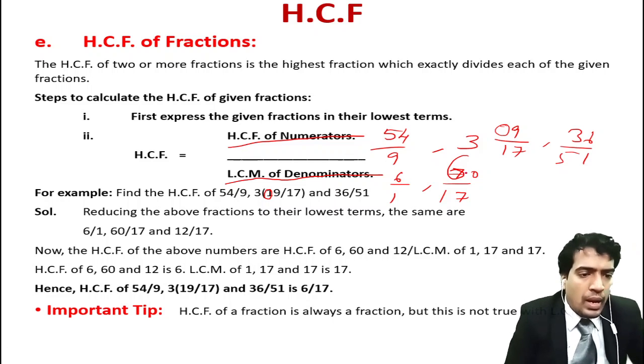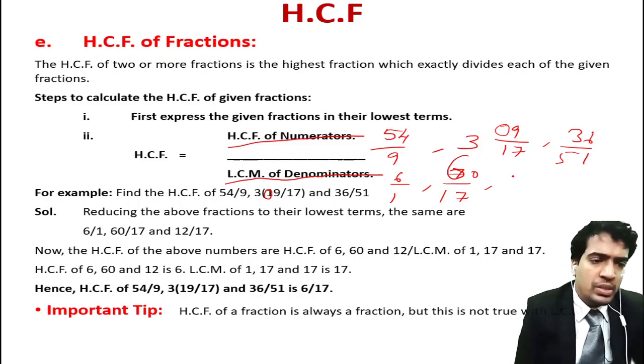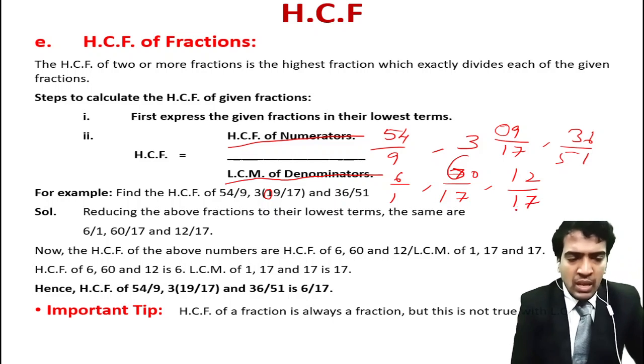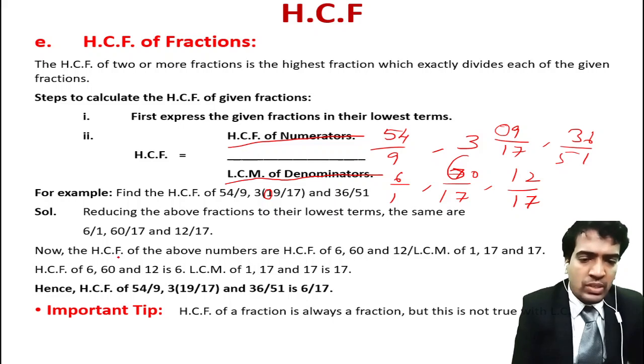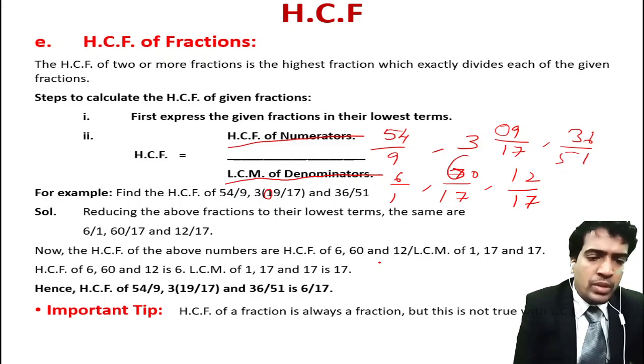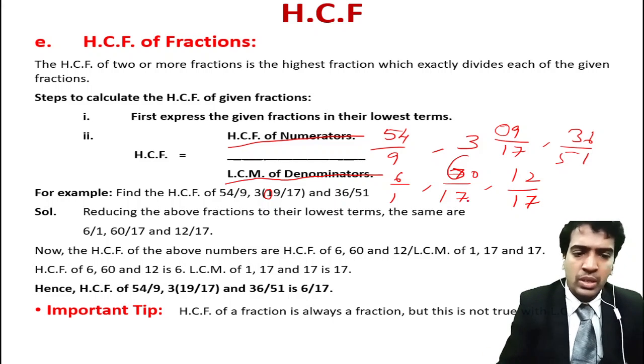And this is 36 and 51, which can both be divided by 3. So this is 12 by 17. So these are the fractions in the lowest terms. Now what is the HCF of these fractions? Calculate the HCF of the numerators. What is the HCF of 6, 60 and 12? You can calculate by either of the methods, method of prime factors or method of division. So you can see that the HCF of 6, 60 and 12 is 6.